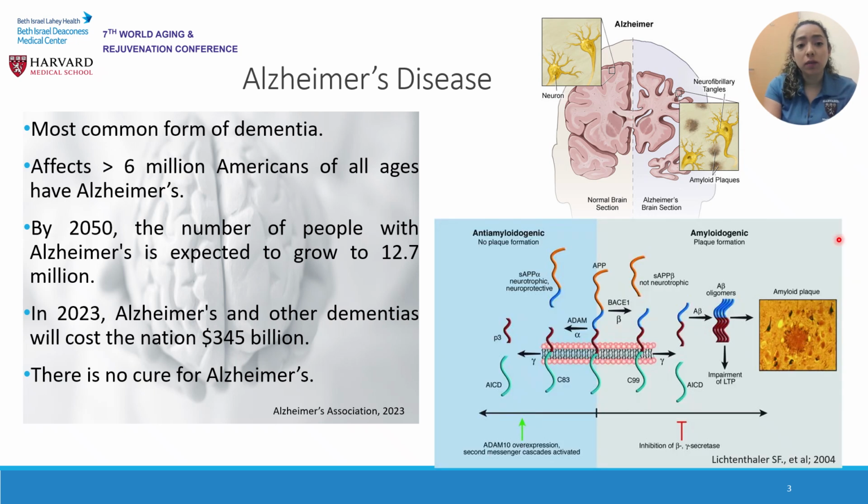At the molecular level, there are two primary processing pathways for the amyloid precursor protein, or APP. In the non-amyloidogenic pathway, ADAM10 cleaves APP to produce soluble APP alpha, which prevents plaque formation. In contrast, in the amyloidogenic pathway, BACE1 cleaves APP to generate soluble APP beta, which promotes amyloid plaque formation. Unfortunately, there are still no effective treatments for Alzheimer's disease.